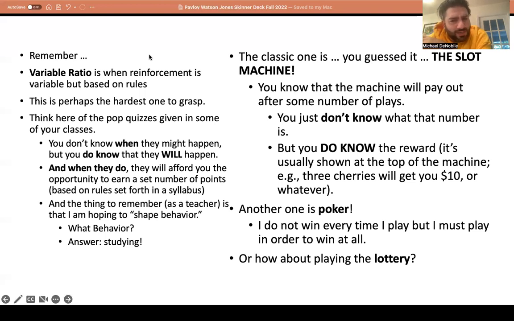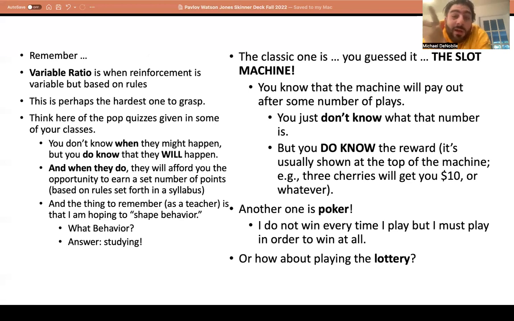3 cherries will get you $10. Another one is poker. You do not win every time you play, but you must play in order to win. Just like the lottery. It's random about when it actually occurs, or at least we think it's random.